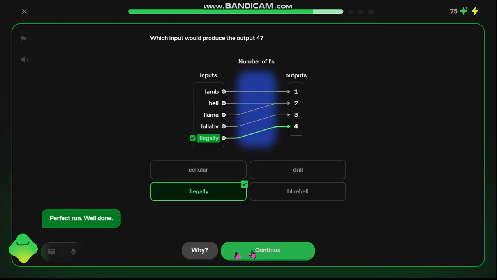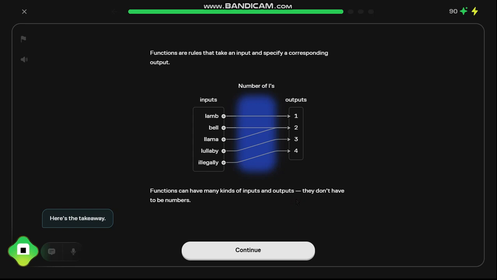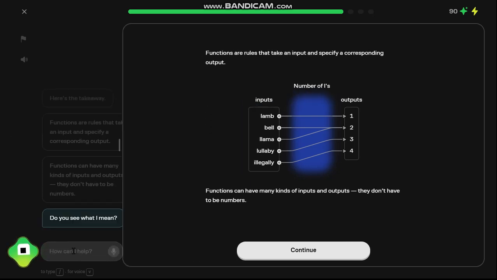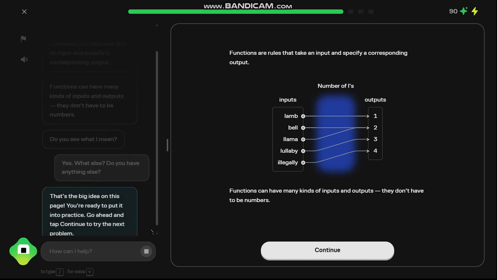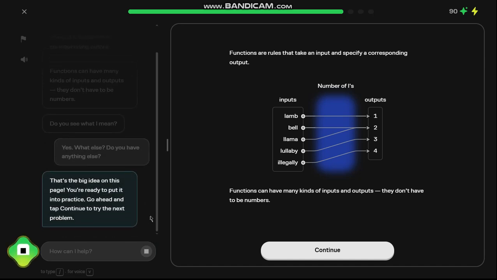Okay. Here's the takeaway. Functions are rules that take an input and specify a corresponding output. Functions can have many kinds of inputs and outputs. They don't have to be numbers. Do you see what I mean? That's the big idea on this page. You're ready to put it into practice.